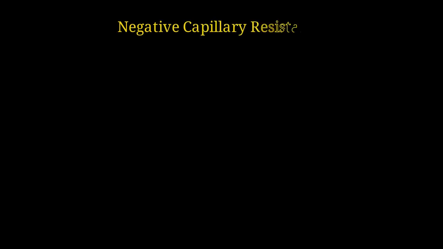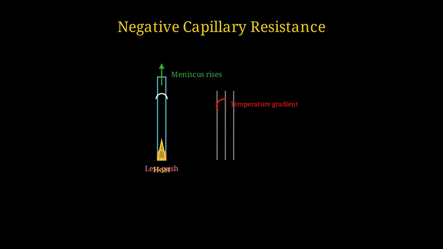Let's explore the fascinating phenomenon of negative capillary resistance, where less pressure can produce more flow. Imagine a thin glass capillary touching soapy water on a warm plate. When you reduce the pushing pressure, the meniscus actually moves faster into the tube. This counterintuitive behavior arises from surface tension gradients.